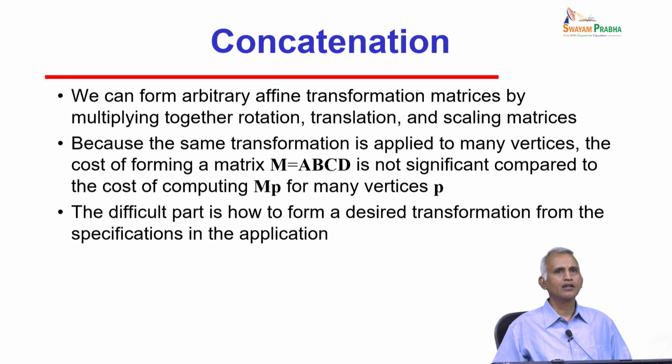Now, we have to do concatenation. We can form an arbitrary affine transformation matrix by multiplying together rotation, translation and scaling matrices. Because the same transformation is applied to many vertices, the cost of forming the matrix M equal to A, B, C, D is not significant compared to the cost of computing MP for many vertices P. So, the difficult part is how to form a desired transformation from the specification in the application.